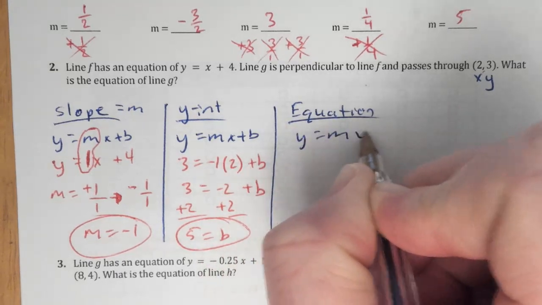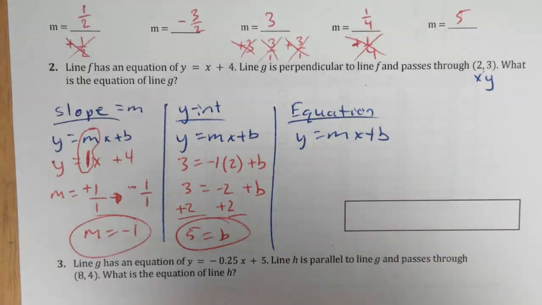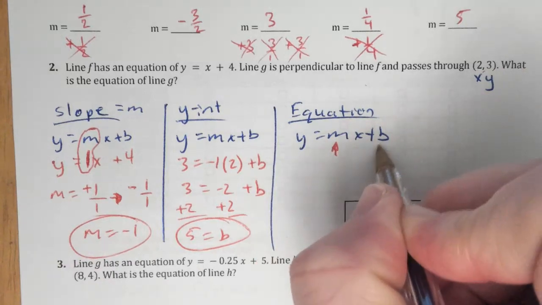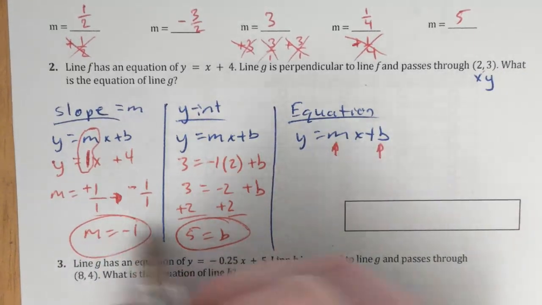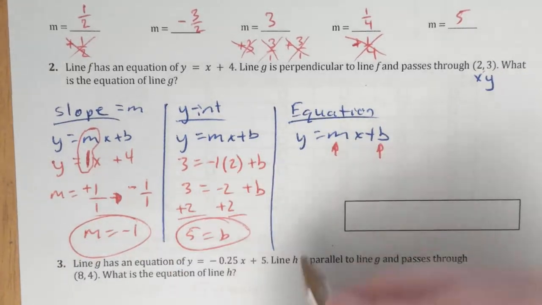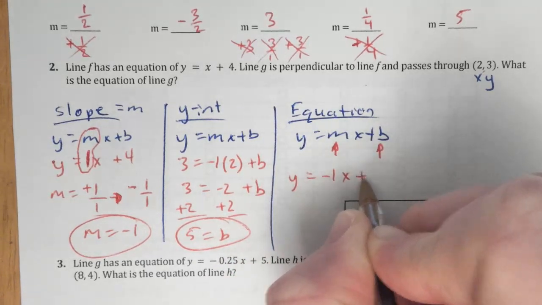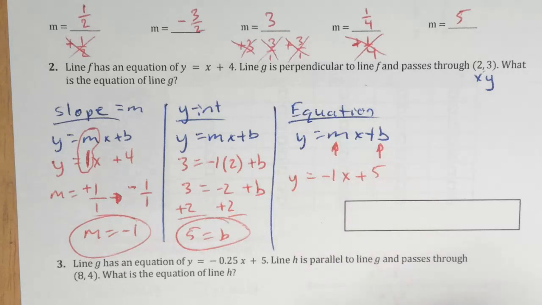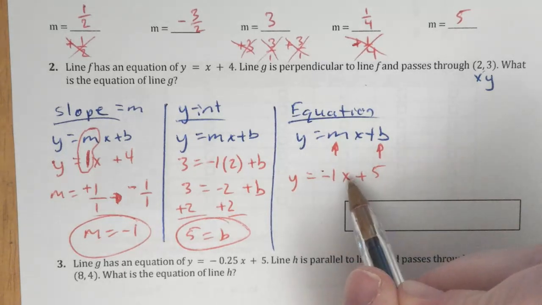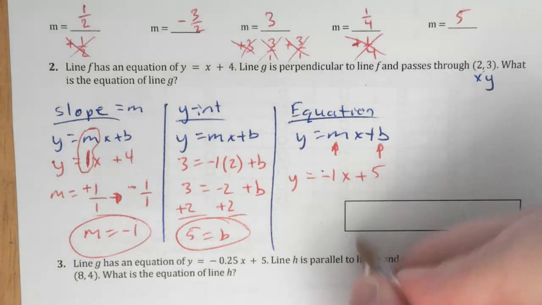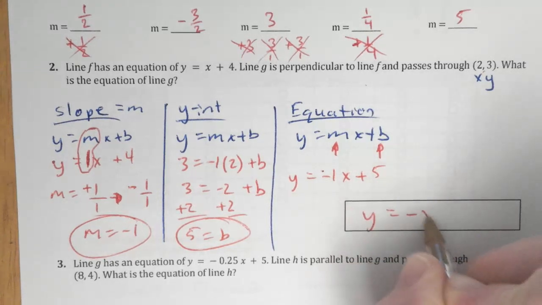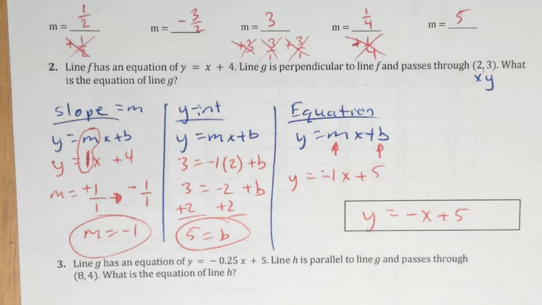Y equals mx plus b, where all we want is your m and your b. And it's what those other two steps you just found. So y equals negative 1x plus 5. And then you clean that up if you can. You see that negative 1x? That 1's not really doing anything, so it's just y equals negative x plus 5. So this is one way how to do this.